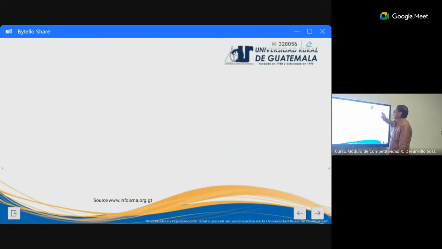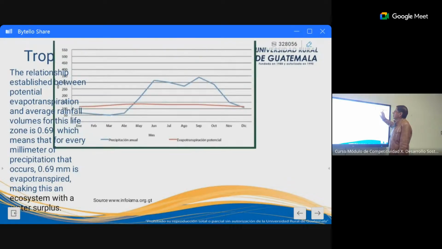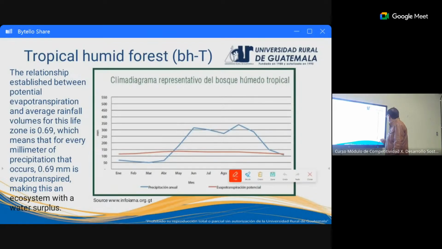Let's check more information. The relationship established between potential evapotranspiration and average rainfall volumes for this life zone is 0.69, which means that for every millimeter of precipitation that occurs, 0.69 millimeters is evapotranspired, making this an ecosystem with a water surplus.